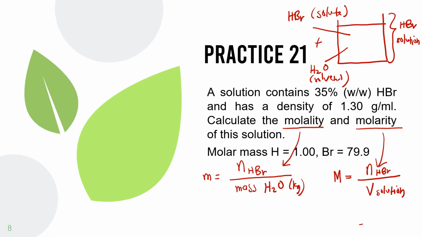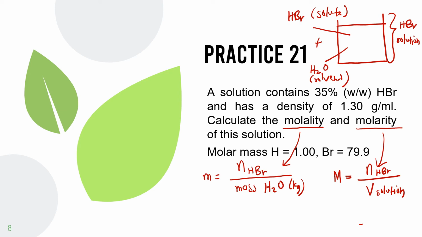So in order to find the answer for molality and molarity, these are the things that you need to have in your answer. You need to find the number of moles of HBr, the mass of water, and the volume of solution. According to this question, we only have 35% mass over mass and the density of this solution. So none of these values fit into these formulas. That means you have to do some planning to decide what to find first.